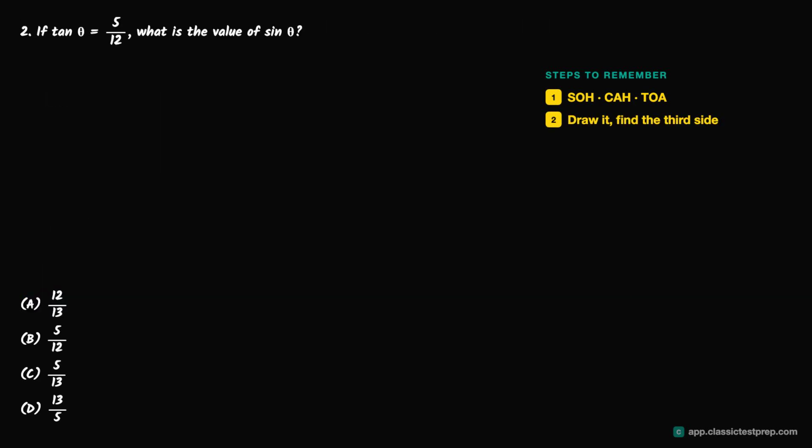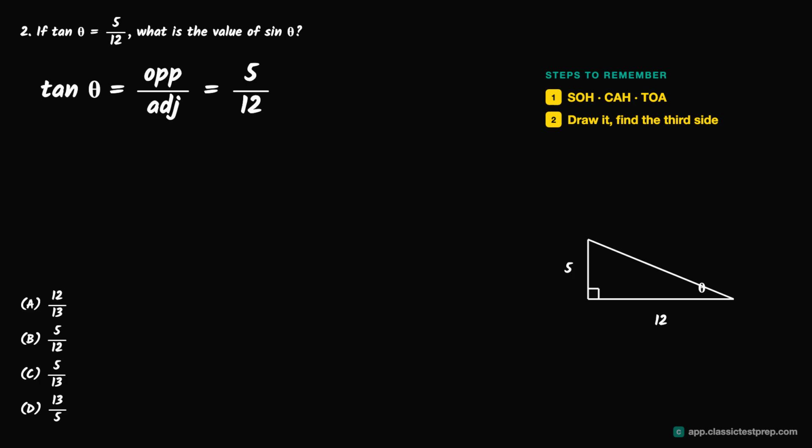Question number 2. We are told that the tangent of angle theta this time is 5 over 12. What then is the sine of theta? So let's just draw the triangle if we haven't already. And just remember, for a standardized test, you do not have to make your triangle diagram exact. Just make it roughly the right proportions, and that will be good enough for whatever you have to do, okay? So now that we have our triangle, let's remind ourselves that tangent is opposite over adjacent. So the opposite side is 5, and the adjacent side is 12.